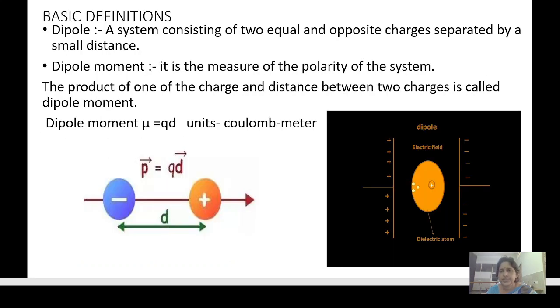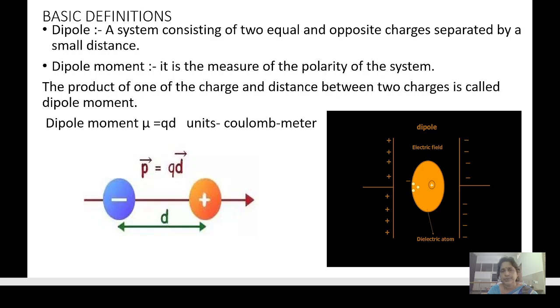Some basic definitions in dielectric materials. First, the dipole. What is a dipole? A system consisting of two equal and opposite charges separated by a small distance. Those are the dipoles.